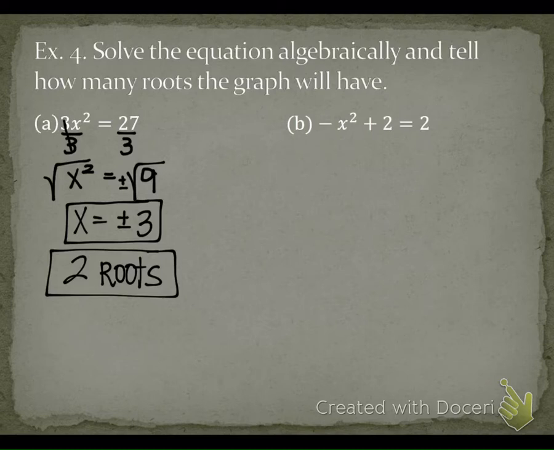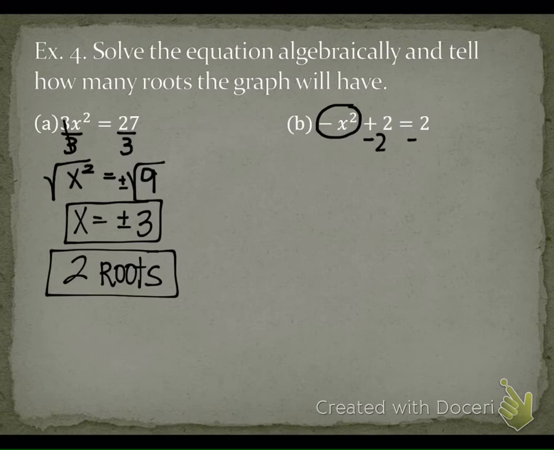Now look at letter B. What would you do first, Mason, to get x squared by itself in letter B? We want to get this by itself. So what do we have to move first? What do we move first if we're trying to get that by itself? Subtract 2. Good. We're going to subtract 2 from both sides.